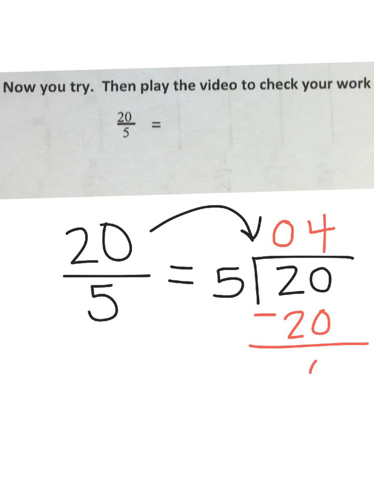20 minus 20, and I have a remainder of 0. So my answer should just be 4.